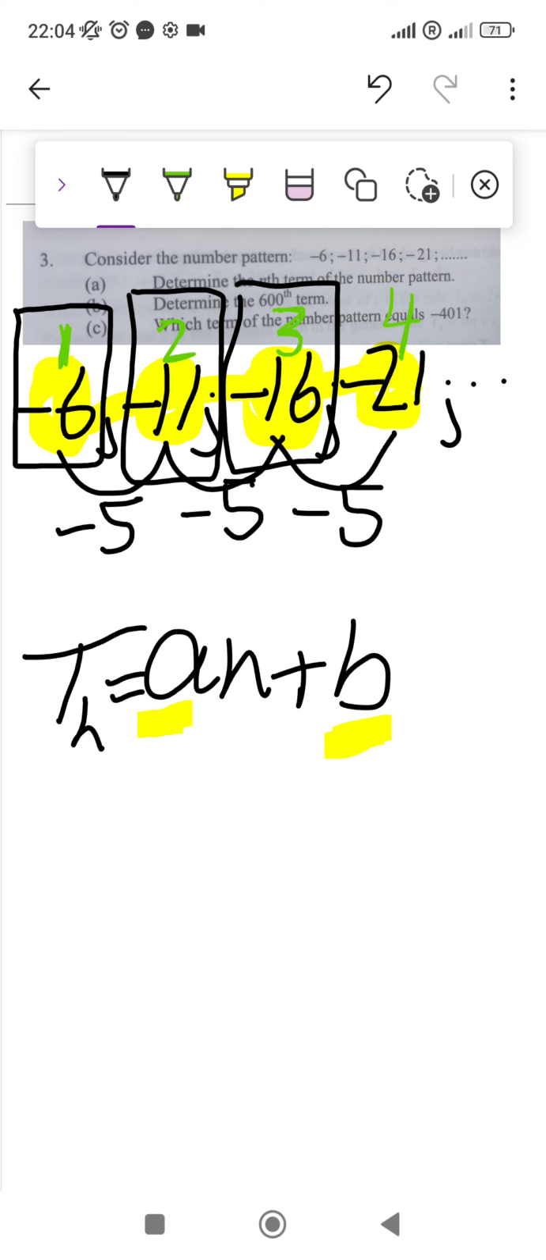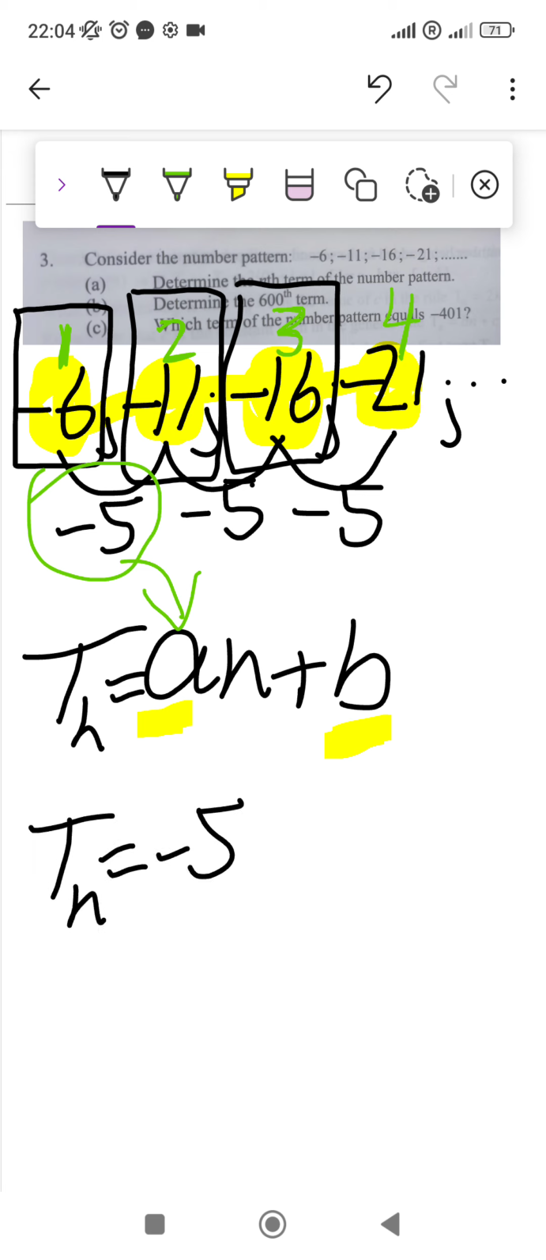In fact, we've already found a, right? Because a is our constant difference. So in this case, a is going to be our minus 5. So let's write this again. We'll say tn equals our minus 5 times n plus b. So now we need to figure out how to find this b. In order to figure out b, we're going to pick one of our pairings. It's always easiest to pick the first one. So we're going to take that pairing and substitute it into this equation.